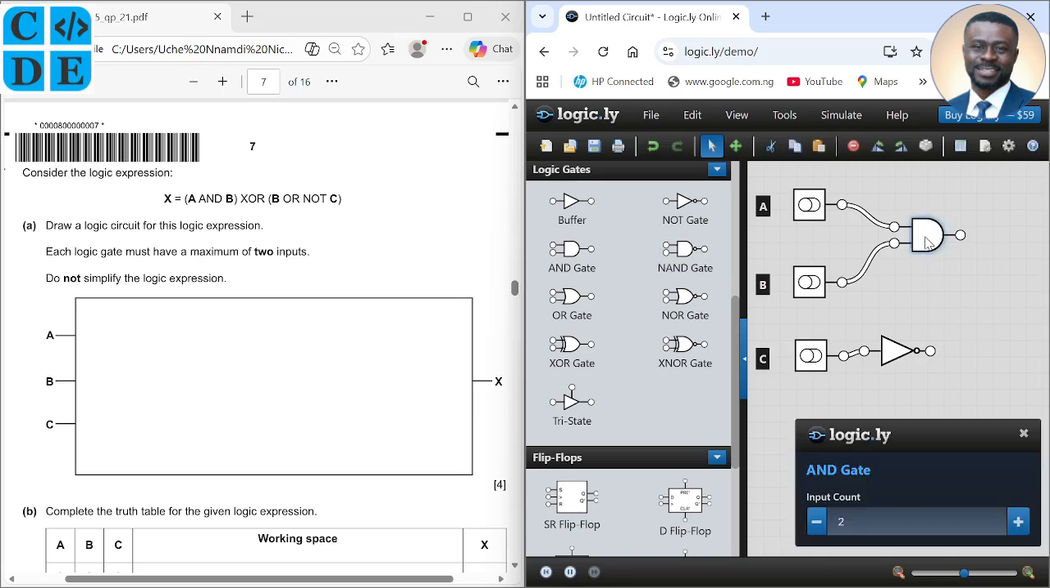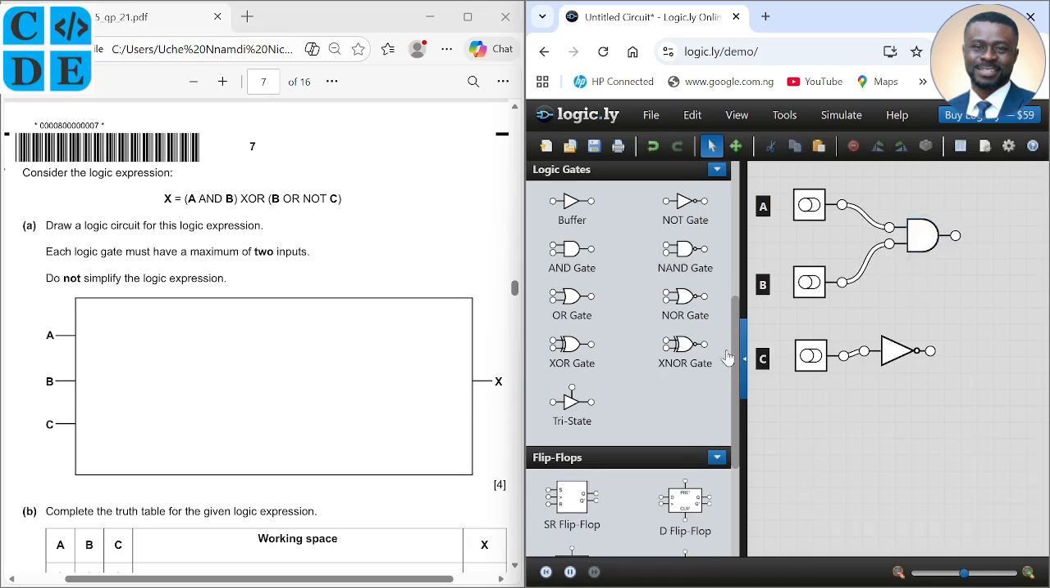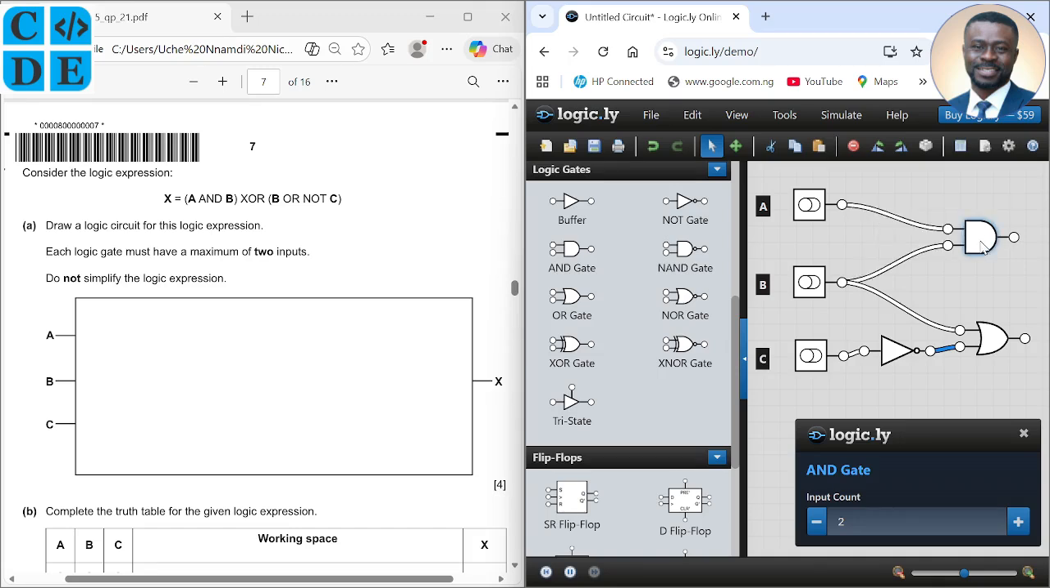And then after that, we now need to get the OR gate. Where is the OR gate? The OR gate is just there. And then we can drop the OR gate here. After that you are now to join the result of the NOT C. So you're taking the NOT gate and you're joining it to this, and then you're taking the B input and joining it to that. So that becomes what we have. We can move this a little this way so that they look okay.